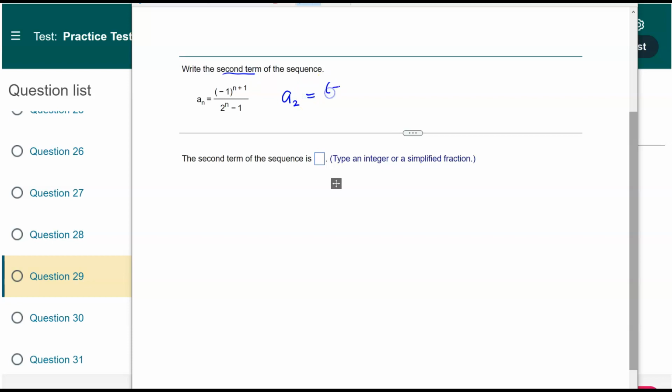This is equal to -1 to the n, where n is 2. 2 plus 1 all over 2 squared minus 1. So this is -1 cubed, over 2 plus 1 is 3, over 2 squared. That's 4 minus 1 is 3. Now, -1 cubed is equal to -1. 4 minus 1 is 3. So the answer is -1/3.